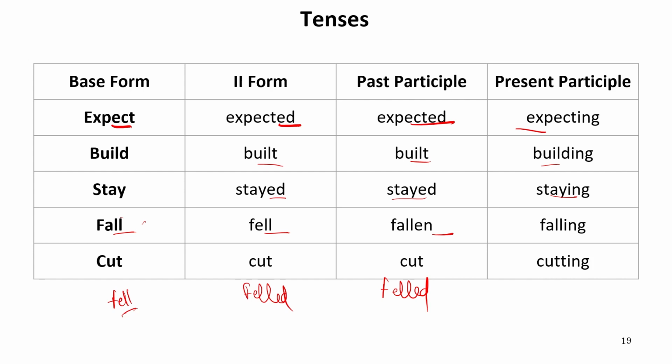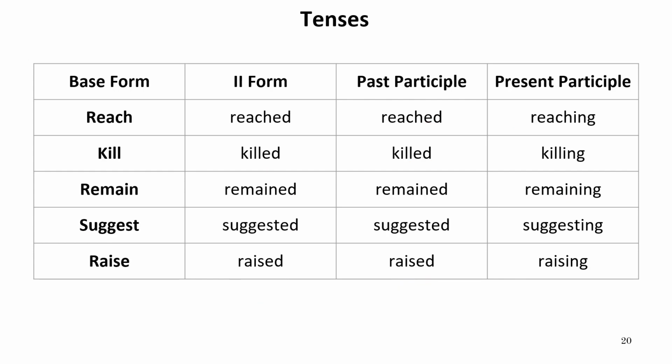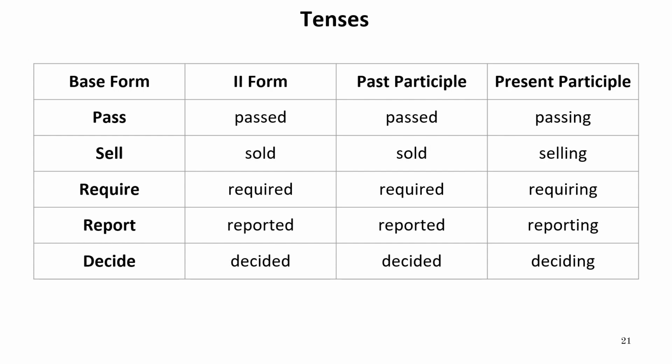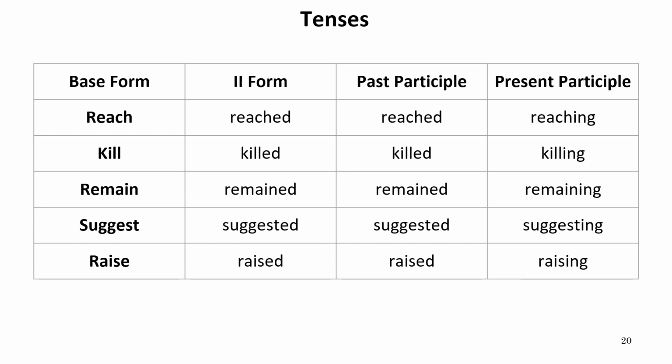Now cut, cut, cut, spelling remains the same. Pronunciation too. Reach, reached, reached, reaching. Kill, killed, killed, killing. Remain, remained, remained, remaining. Suggest, suggested, suggested, suggesting. Raise, raised, raised, raising. Now we have another word here, that is rise. For rise we use second form rose, then third form risen, and fourth form is rising.